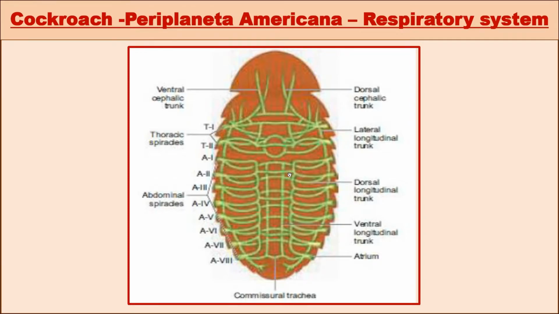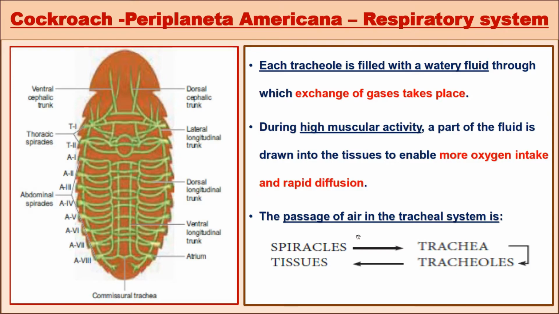During high muscular activity of the insect, part of the fluid is drawn into the tissues, and this enables them to take in more oxygen with rapid diffusion. The passage of air in the tracheal system of the insect is: the air enters through the spiracles into the trachea. From the trachea it passes to the tracheae that branch into smaller tubes called tracheoles, and from the tracheoles it is taken to each and every tissue of the body.